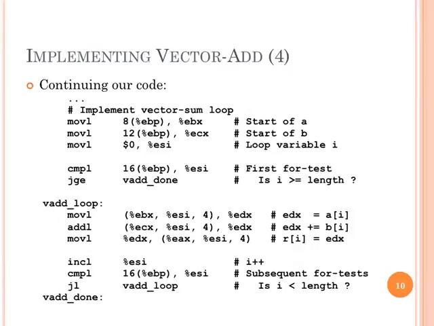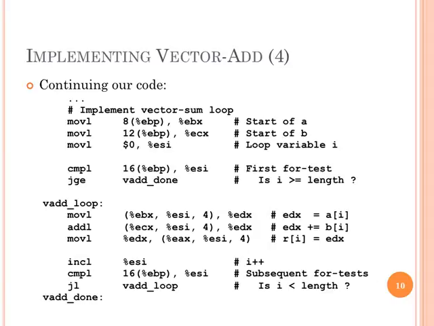So we've already peeled off the first test. Let's just look at the comments for now. First for test is I greater than or equal to length. If it is, we jump over the loop entirely. Otherwise, we do our loop body. It says here EDX is A sub I. EDX then has B sub I added into it, and then we store that into R sub I. And then we do our update code, which is I++. So we go ahead and increment ESI. That one at least is easy enough to look at right now.